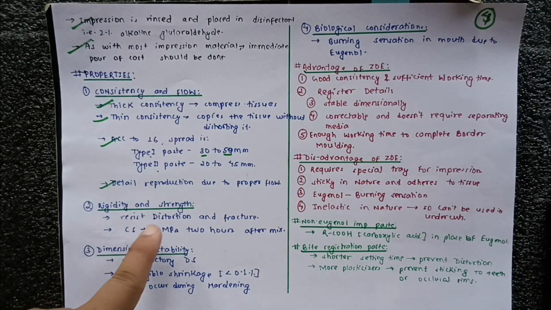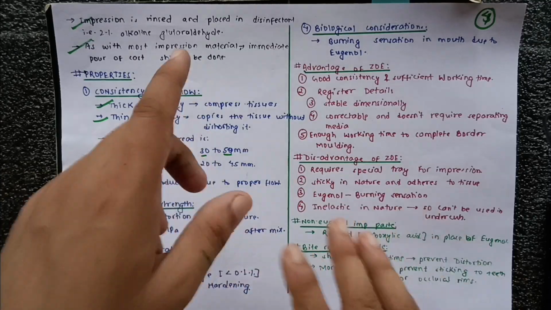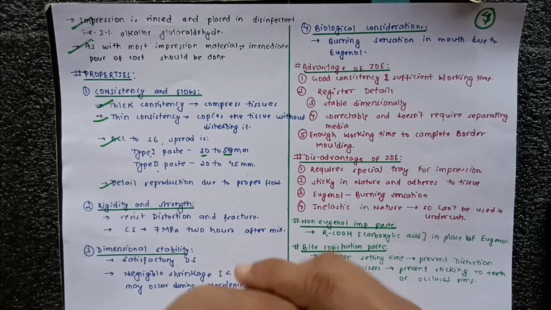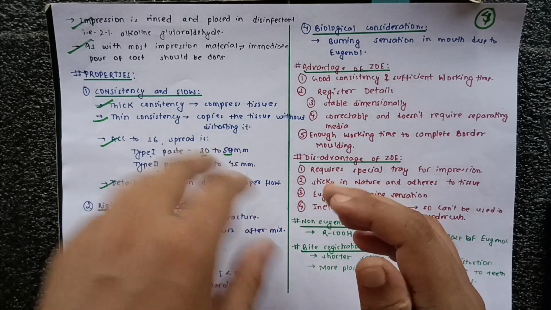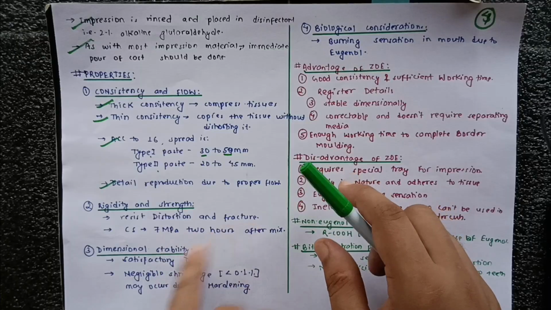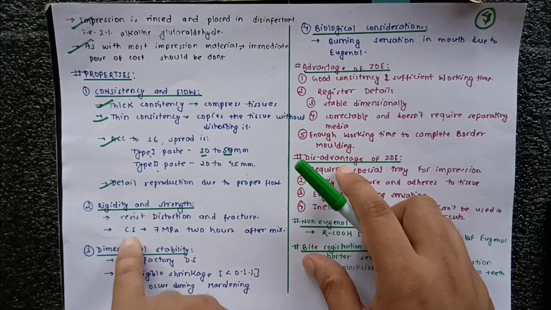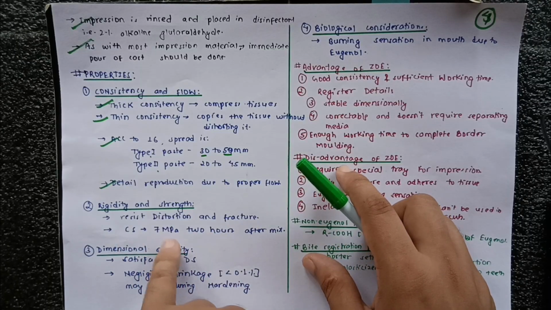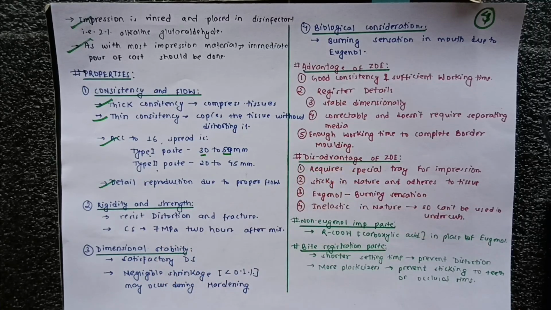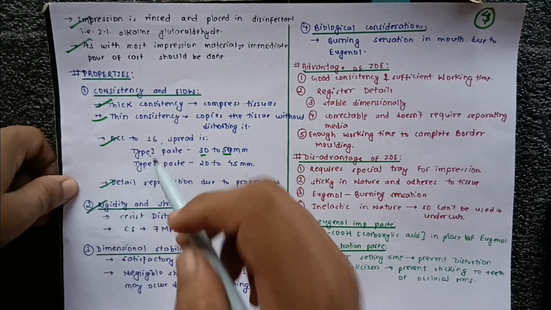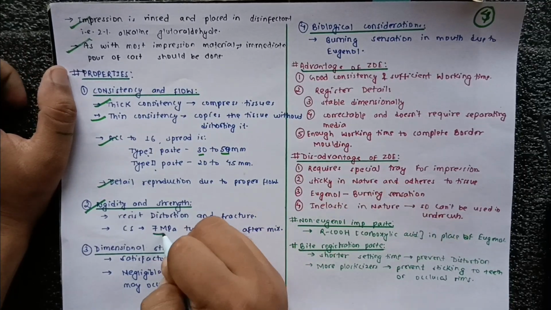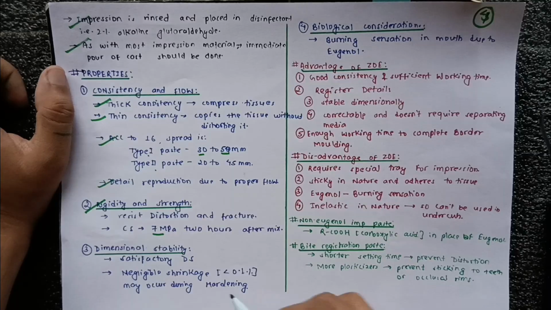After that, rigidity and strength. In this point you can just compare. Impression compound is more rigid and more strengthful than zinc oxide eugenol, as it resists distortion and fracture. And after that, compressive strength is 7.7 MPa for impression compound, 2 hours after mixing. For zinc oxide eugenol, it is less rigid and less strengthful than the impression compound, and you can remember this data: compressive strength is 7 MPa.